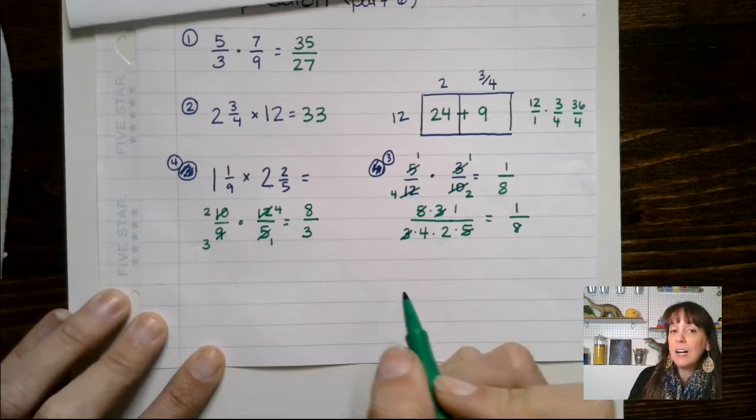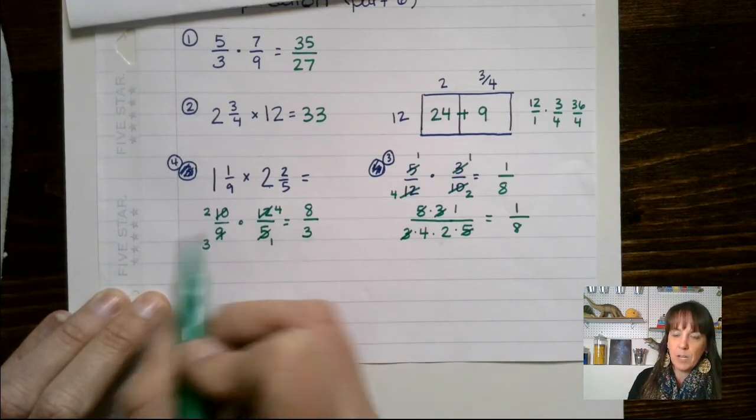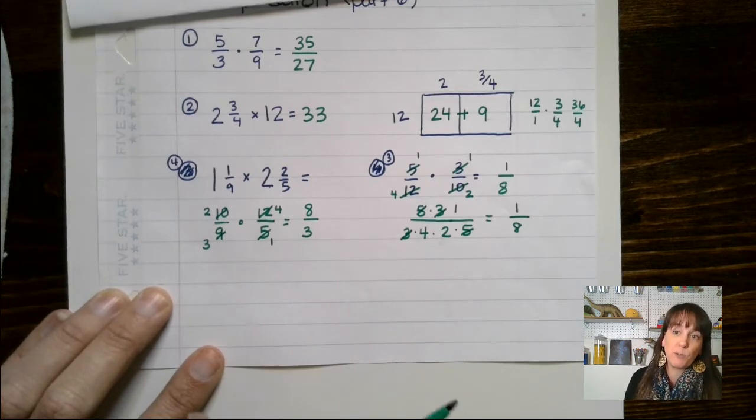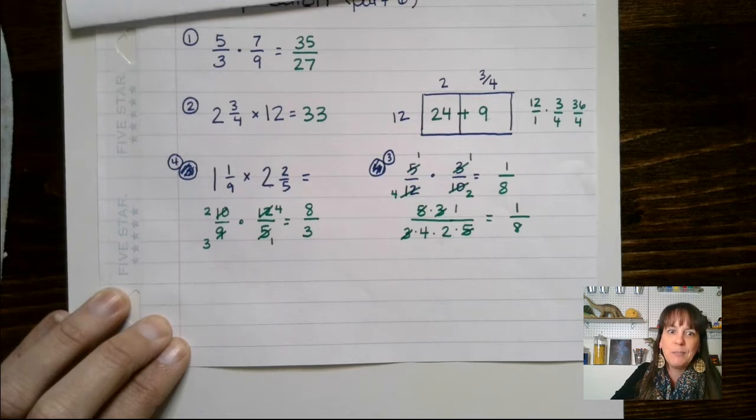Now, if you did not cross-cancel and you just multiplied straight across the top, straight across the bottom, that's fine, but you're going to have to reduce your fractions at the end. So it's a good idea to go ahead and cross-cancel.